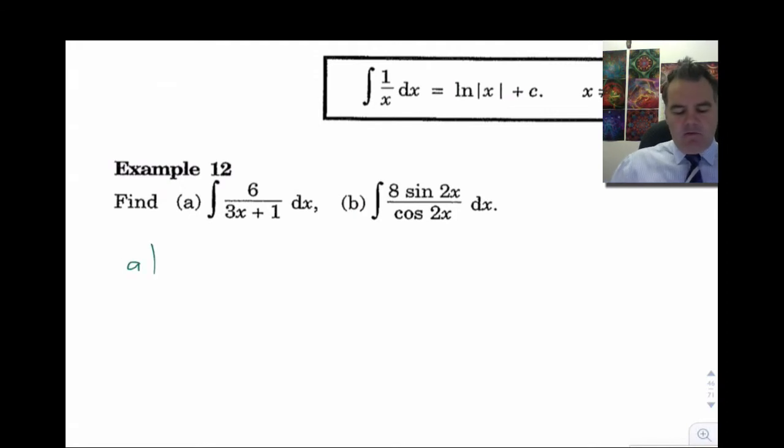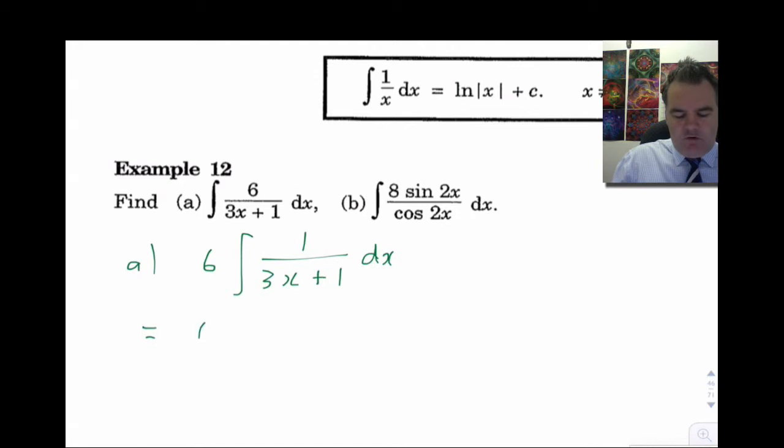Okay, for A here, the integral of 6 over 3x plus 1. Any linear term on the bottom line, you know it's going to be an ln. You know the integral is going to be ln. There's a couple of different ways of approaching A. One way I can do it is this. Put the 6 at the front, and I've got 1 over 3x plus 1.